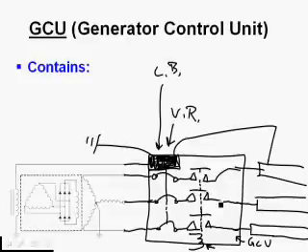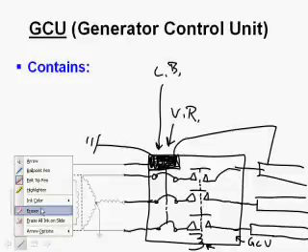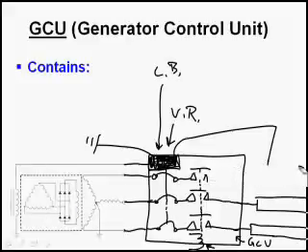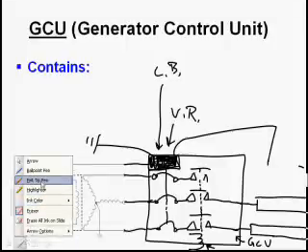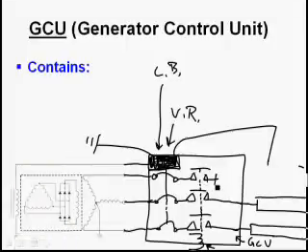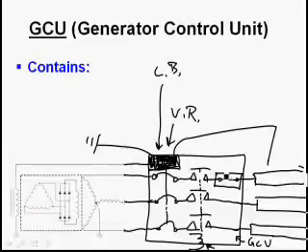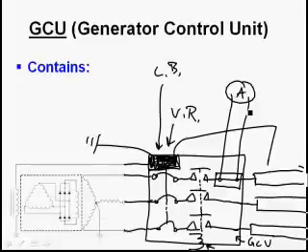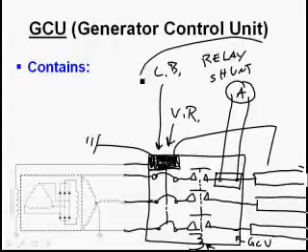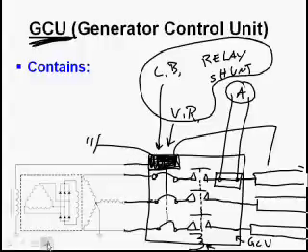Oh yeah, and we're going to have somewhere in here a shunt. And whatever the voltage in one is, it's going to be the same in the other. So we're going to end up having a shunt out here so we can have some kind of an ammeter. So circuit breaker, voltage regulator, relay, and a shunt are the 4 things that we're going to have inside of a generator control unit.